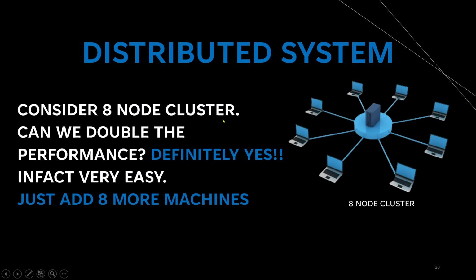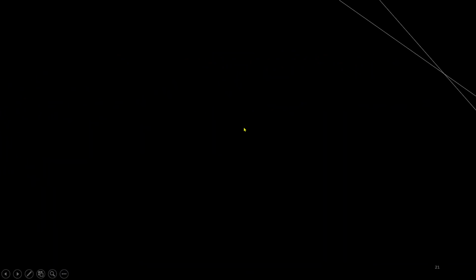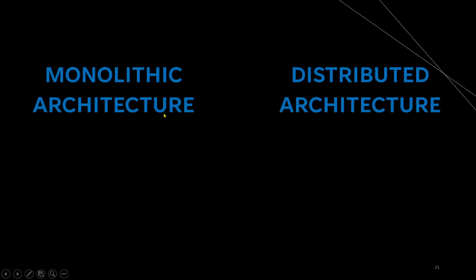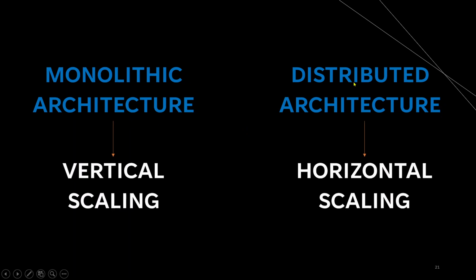Got it? If you still have any confusion, I'm sure that in the next slides you will get clarified. Now, how do the monolithic architecture and the distributed architecture actually look? Monolithic architecture means vertical scaling, and distributed architecture means horizontal scaling.